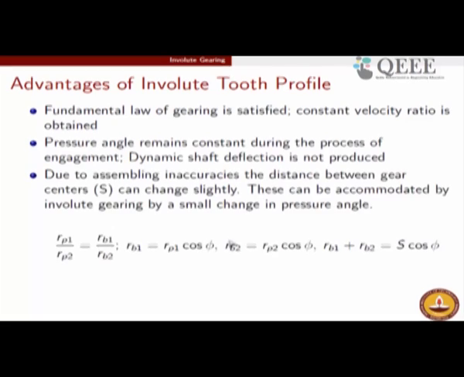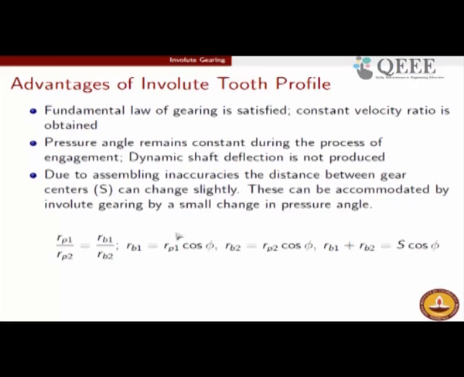Again, another very important reason why we go for these involute tooth profiles is that they are very robust. What will happen in a practical situation is that there will be assembly related inaccuracies. You may have designed the gears to be operated between two shafts which are placed at a certain distance apart, but during the assembly process this distance will not be maintained, there will be slight deviations to this distance.